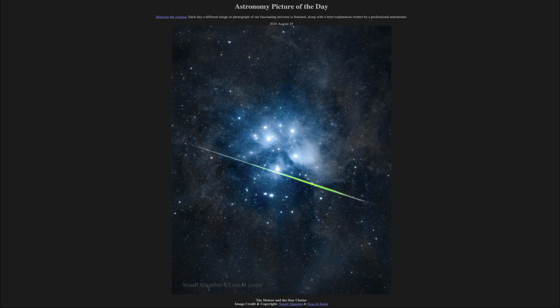So that was our picture of the day for August 25th of 2025. It was titled The Meteor and the Star Cluster.